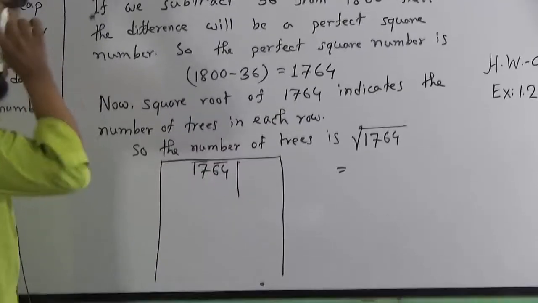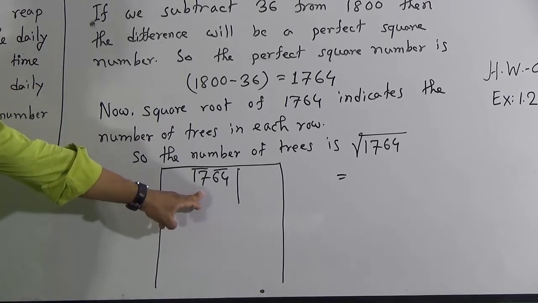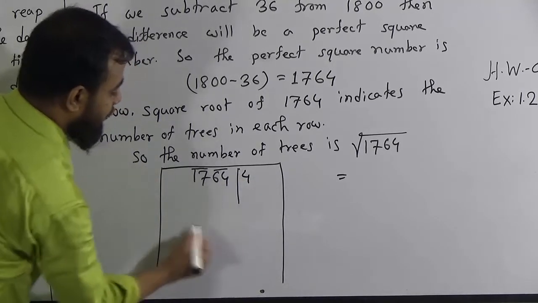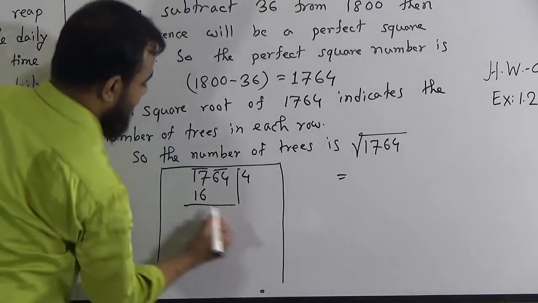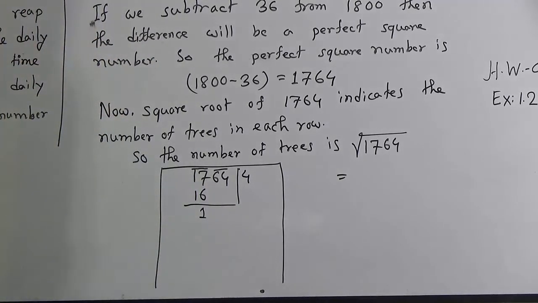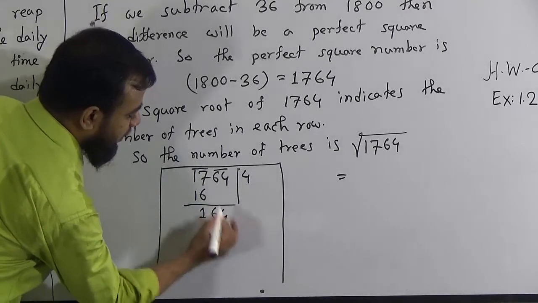It's 1764. Okay, 17 is the first pair. So we can write down 4 here because 4 fours are 16. Now subtract this one, it will be 1. Subtract 16 from 17, we will get 1. Now we write down in the right side of 1 the next pair. The next pair is 64.